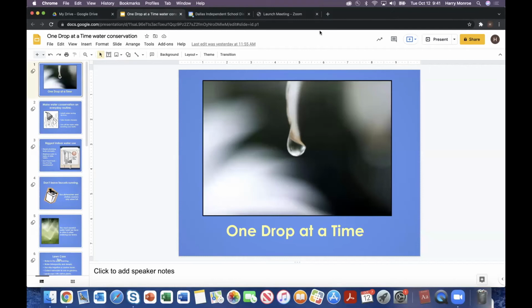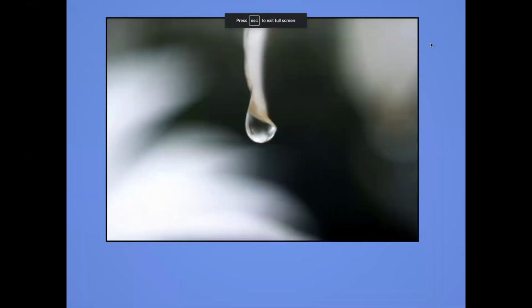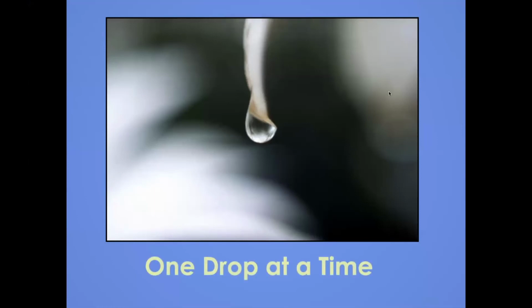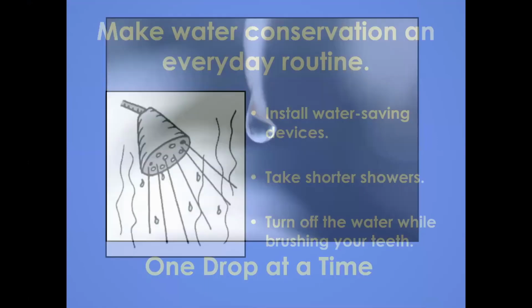One drop at a time. Well, water is very important, students. One drop at a time. And we take a lot of things for granted, and that is one thing that I know we take for granted. When a drop or two of water is wasted, we don't think anything about it.